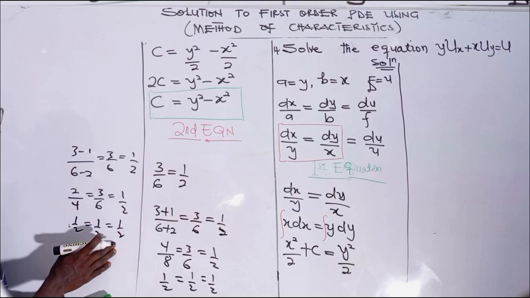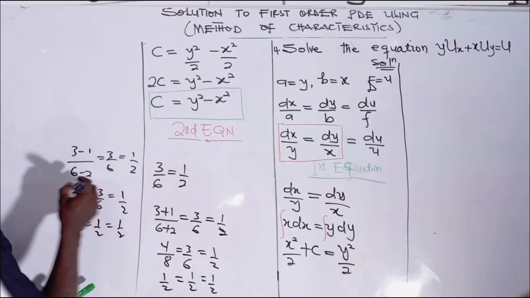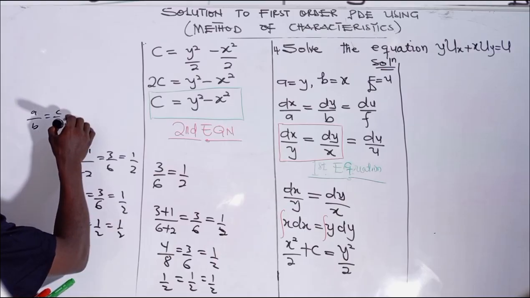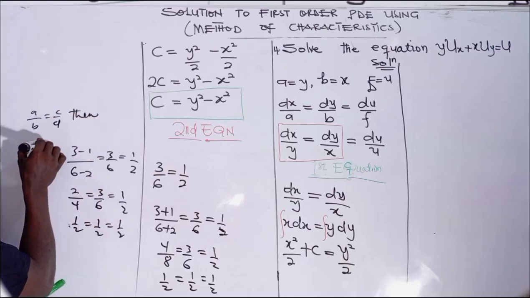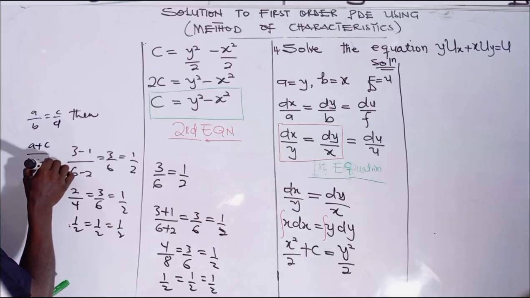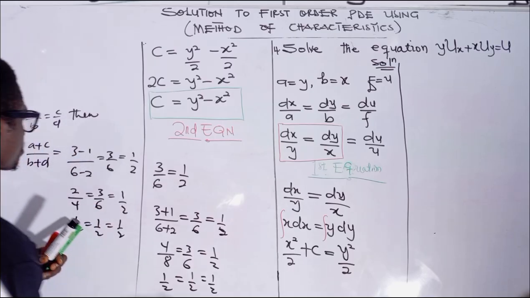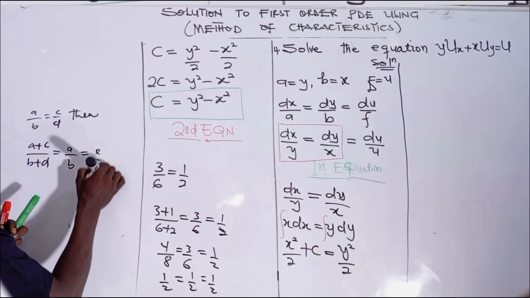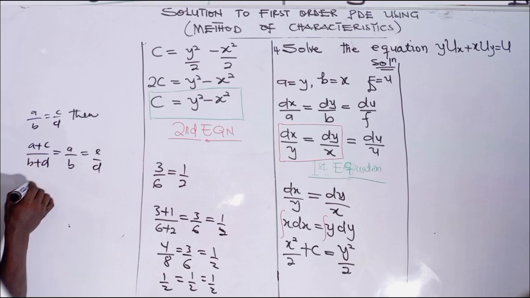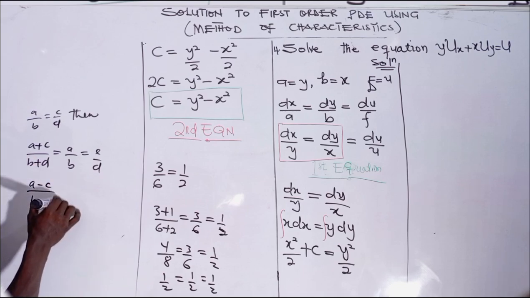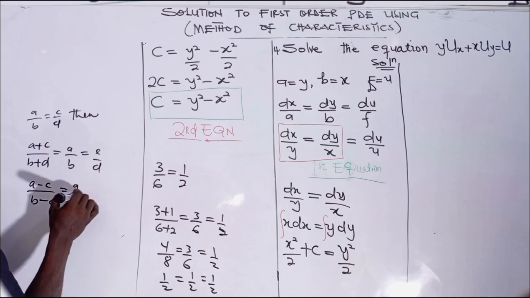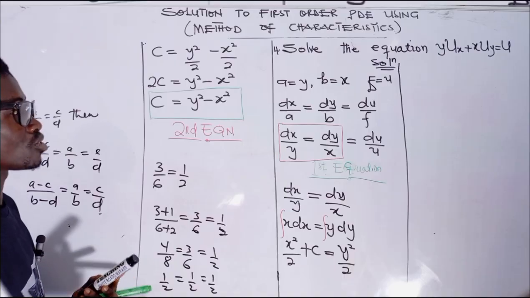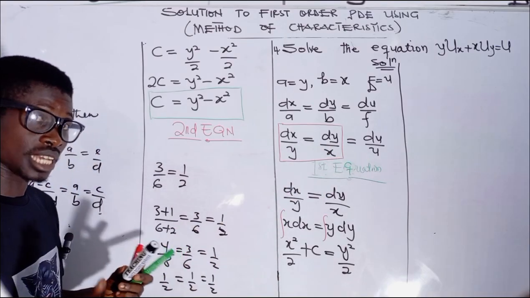So from this principle, we can generalize and say that if you have A over B is equal to C over D, then it is the same as adding A to C and B to D, and this is also going to give us A over B and C over D. With the same thing, we can subtract them, so we can say that A minus C all over B minus D is equal to any one of them, A over B or C over D. So we are going to apply this principle in algebra to help us solve the second equation. I believe you are getting me.